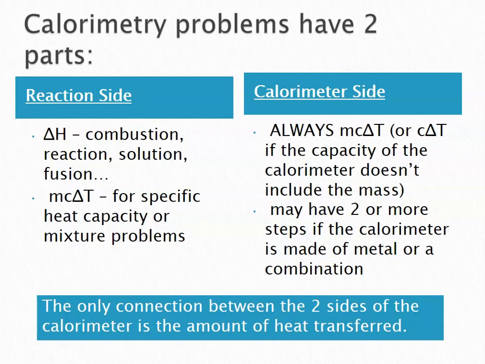In our calorimetry problems, we need to ensure that we separate information about the reaction and the calorimeter. The calorimeter side will always involve mc delta T of the water in the calorimeter, and may include mc delta T for the components of the calorimeter. The reaction side uses delta H, or the change in molar enthalpy in combustion, reaction, or solution reactions, but may also use mc delta T in specific heat capacity or mixture problems.